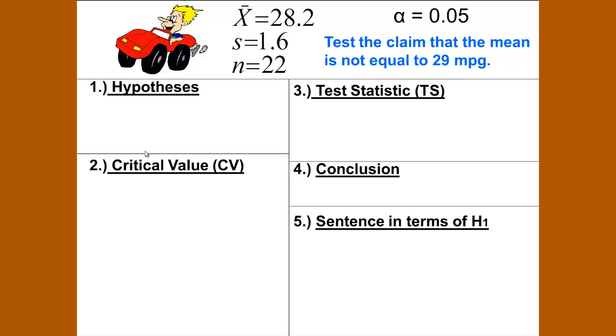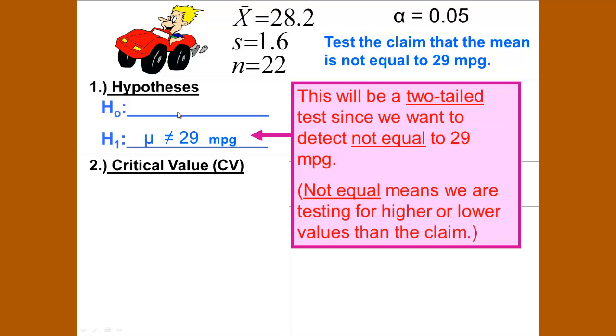The claim states that the mean is not equal to 29 miles per gallon, so that will be the alternate hypothesis, mu not equal to 29 miles per gallon, since that is what we're trying to prove from Ms. Borlaug's point of view, or since that does not contain the equal, if you're using a different teacher's point of view. The null must contain the equal, and so it will be mu is equal to 29 miles per gallon.